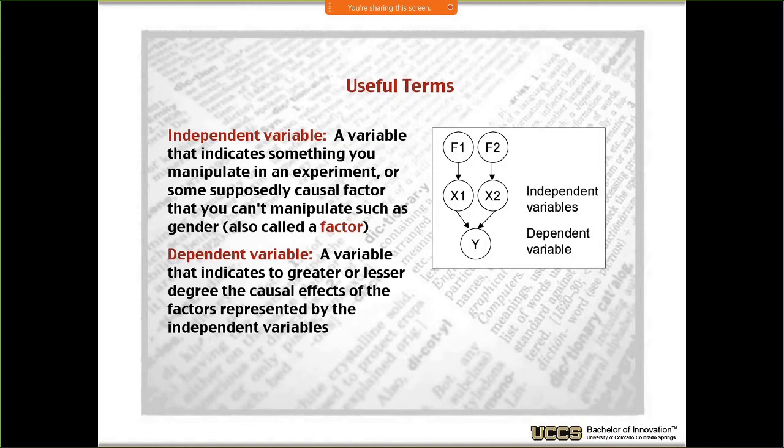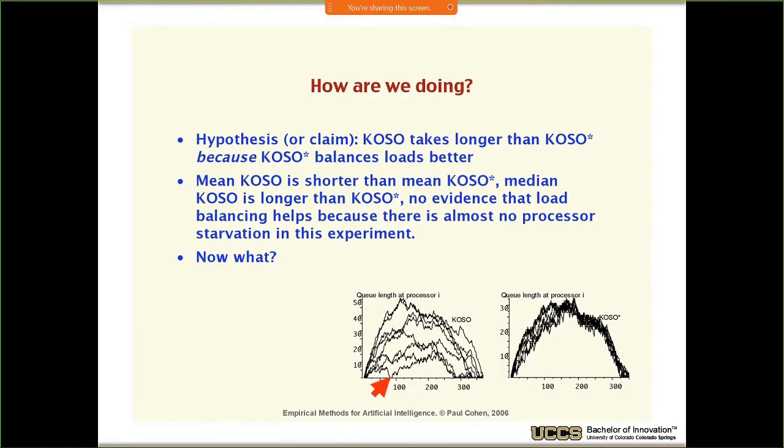There's another question, whether that's actually helping understand the problem. We'll keep going down this path. So how are we looking at where we are now? Our hypothesis was that COSO takes longer because it balances the load better. Mean COSO time is shorter than COSO star. Median is longer. So there's no evidence to suggest that load balancing really helps because there's almost no processor starvation in this experiment. Most of the time, all the processors are completely busy. So that was the other hypothesis.